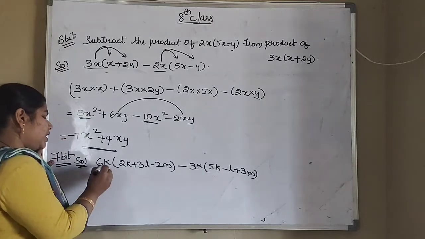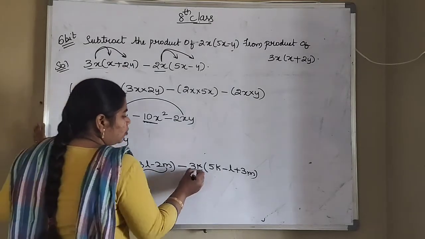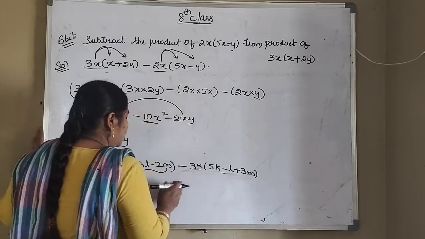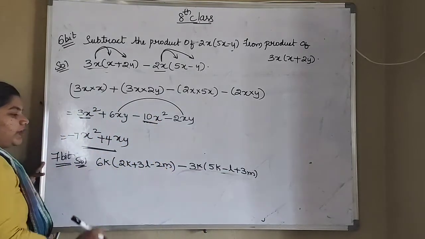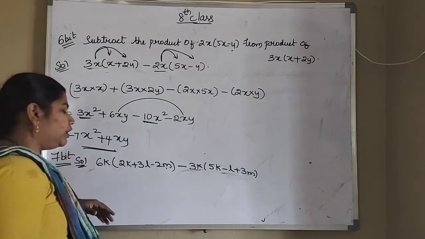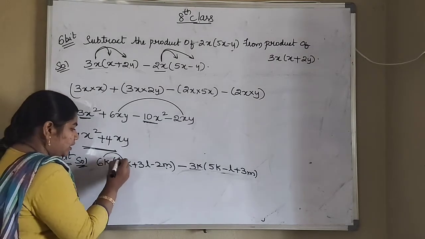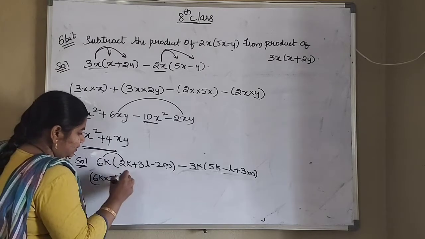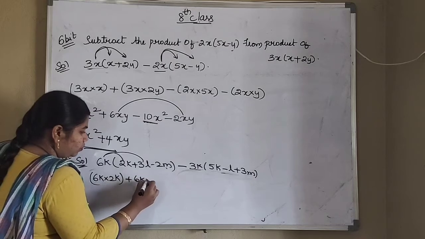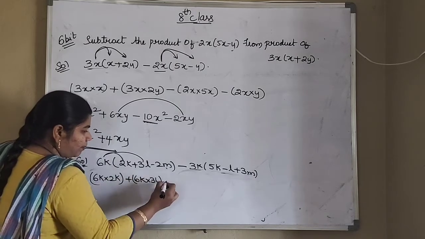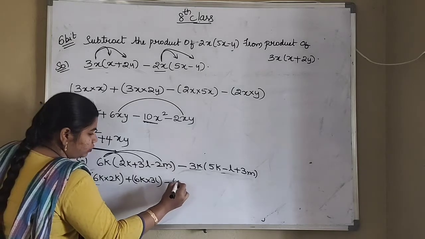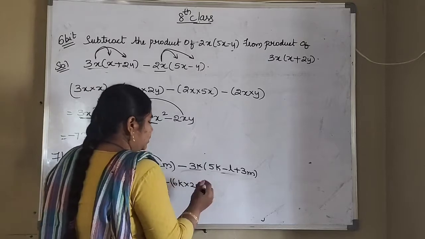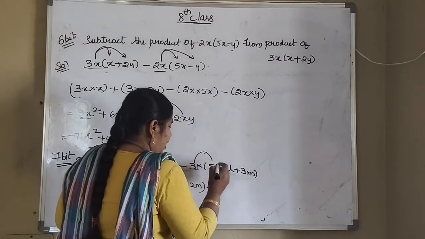So this 6k is a monomial, this is a trinomial. Already I told you how to multiply a monomial with a trinomial. So each and every term we have to multiply with the trinomial term. So that will be 6k into 2k plus 6k into 3l minus 6k into 2m.